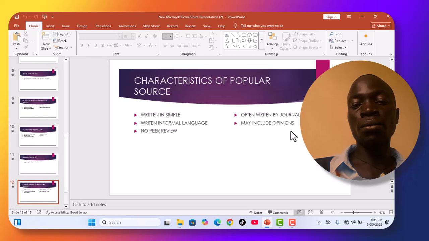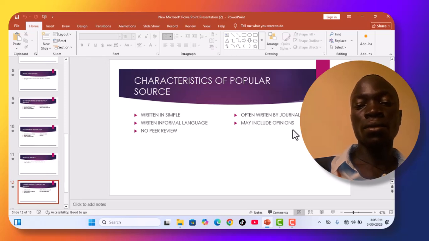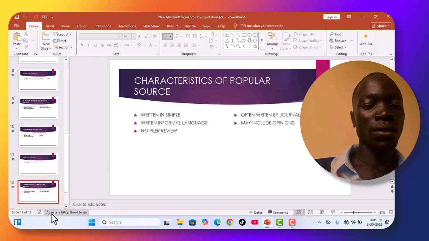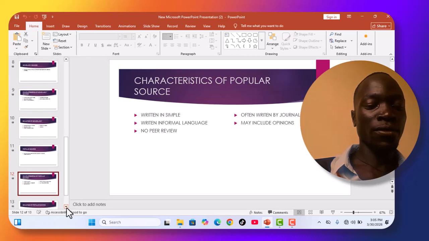It may include opinions. Yes, this is another characteristic. It is an opinion from the community that will be passed to other people in the same community who are not aware at a particular time of that information. So it may include an opinion. There may be an opinion for the women or one for the men. So for now, this is what I have for you.